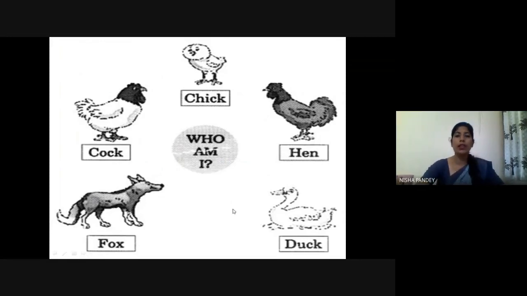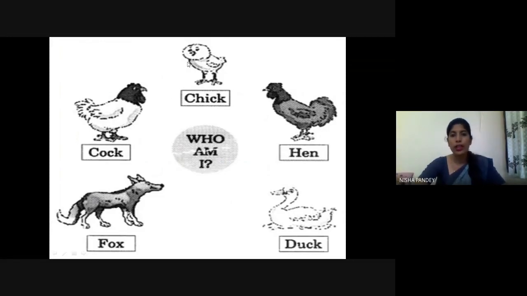So here we'll see some pictures of animals given here, and the question is who am I? It's already written, the name, children. The only thing is you should be able to identify them whenever you see them, maybe in real or maybe in any picture. If the name is not there, you should know what we call them in English. That is important, right? In your mother tongue, yes, you should know, but in English also we should know what we call them, right?